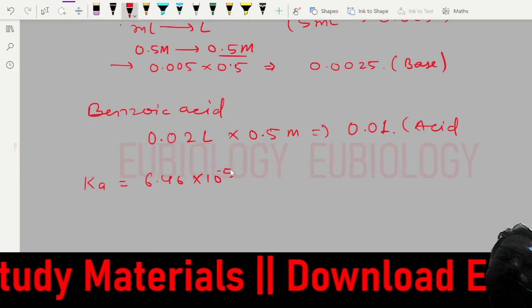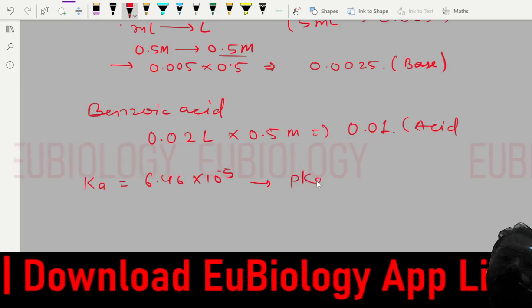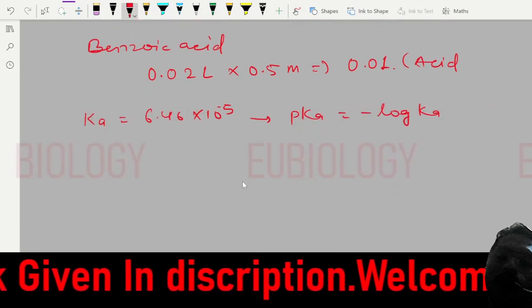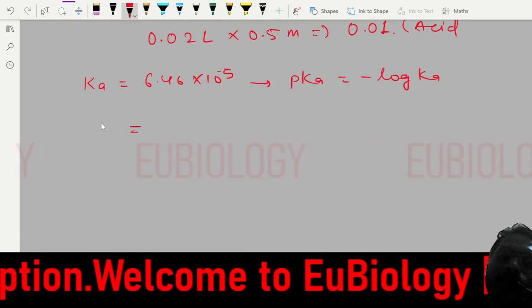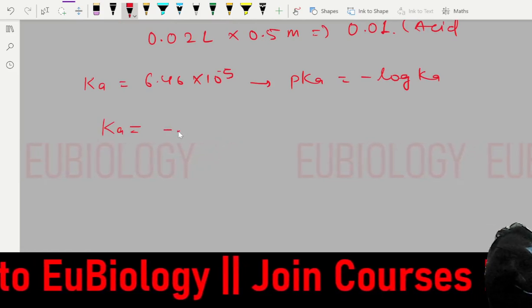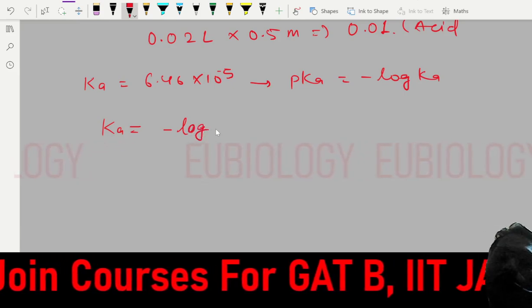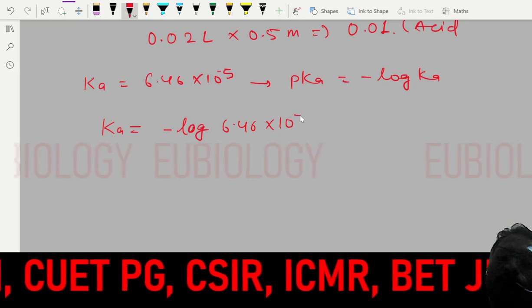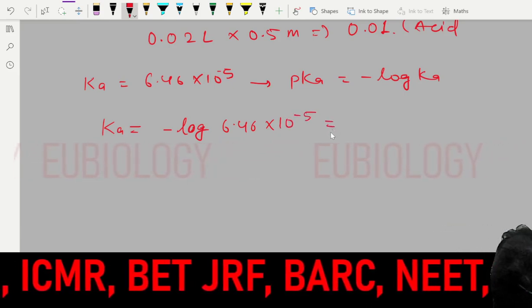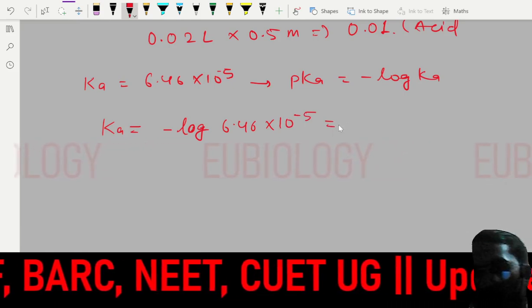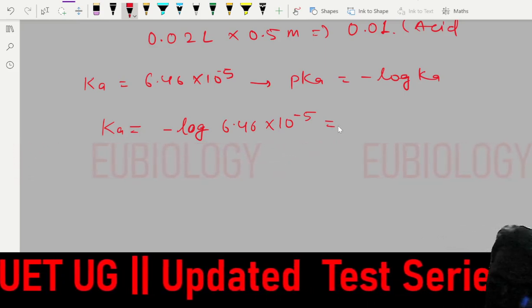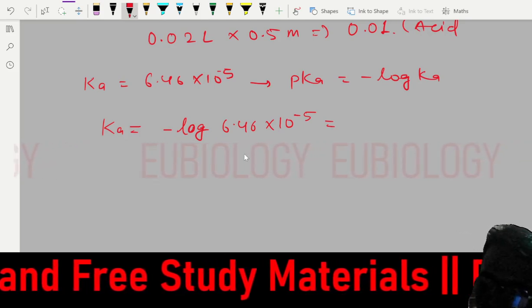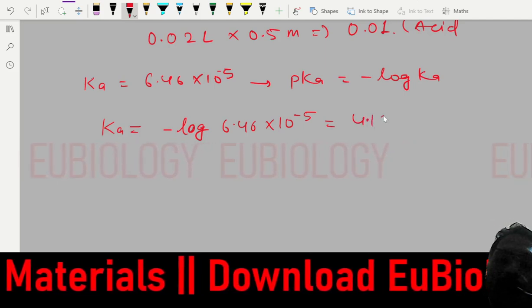So if it is written like this, then what do you have to do? You have to convert it into pKa. And how can you convert it into pKa? Just minus log of Ka will be the pKa. You can use your calculator, as we are biology students, and in most examinations a calculator will be available. So minus log of 6.46 into 10 power minus 5. If you calculate by pen and paper or by calculator, you will get the same value, around 4.19. Now we are ready with everything.